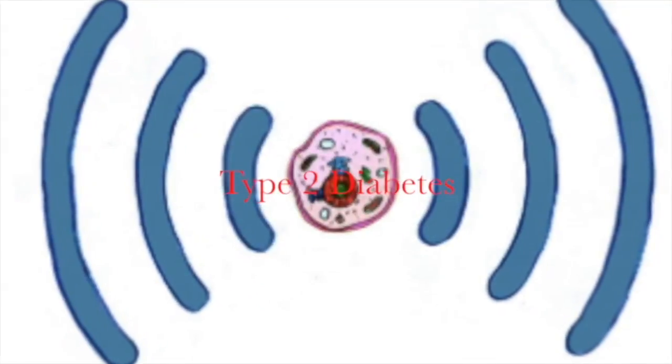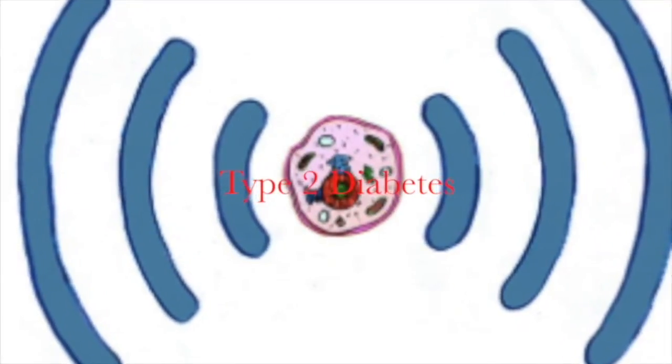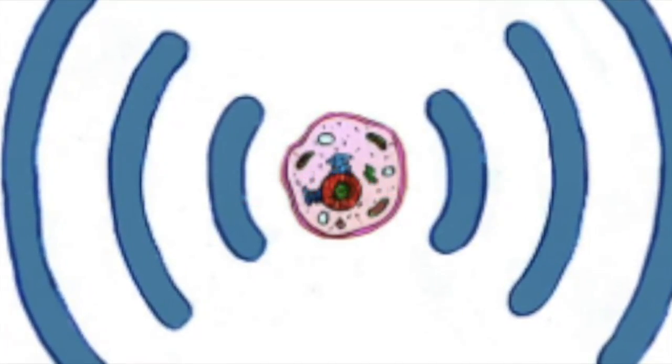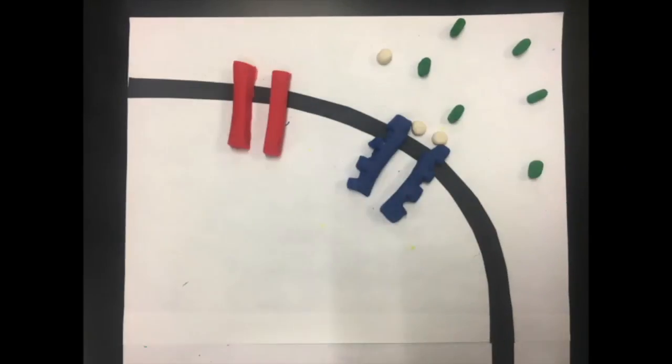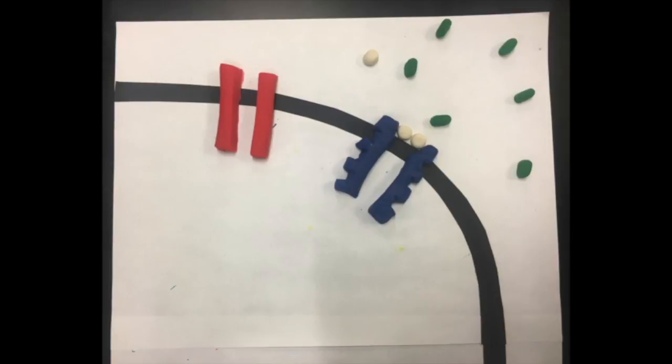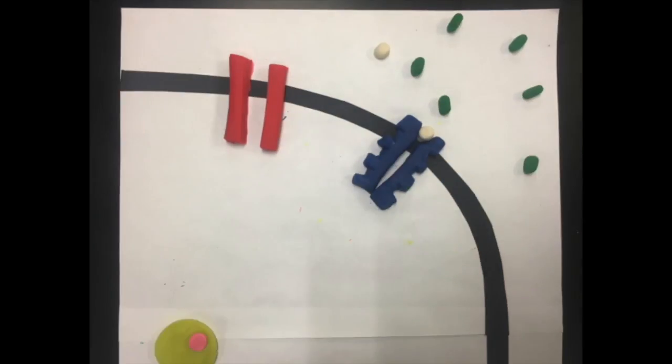Type 2 diabetes without treatment. First, the insulin attaches to the insulin receptor. Then the insulin receptor connects to one another, but the cell does not respond when the receptor connects.